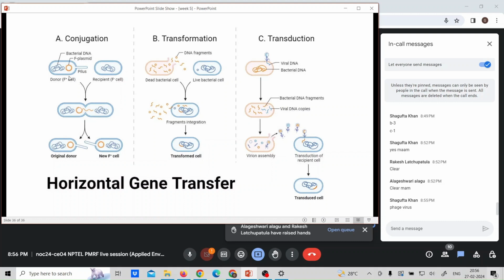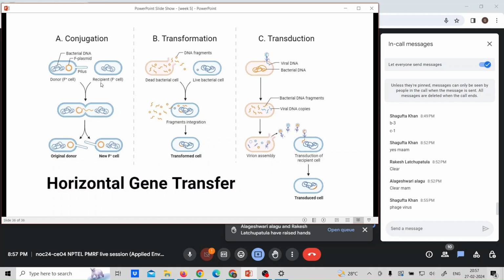In the case of conjugation, there is a donor cell and a recipient cell, and there is physical contact between these two cells. The physical contact happens by means of a pilus. This is a protein tube which renders the connection between the two, and one of the DNA strands from this bacteria travels through the pilus to the recipient, and the recipient gets this new plasmid with the genes that are present here. So this is the conjugation process.